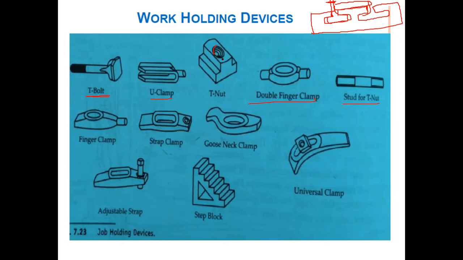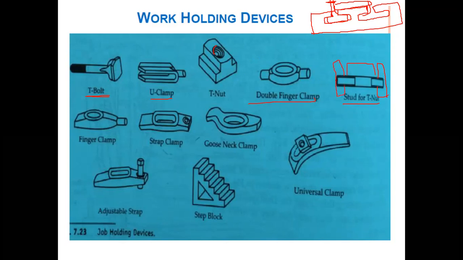If the workpiece is very big, you can use studs along with the T nuts. You can fix the stud here on one side, and on the other side you can bolt it. In between you can keep some workpiece, and on this side you have one bolt, right? So you can bolt one kind of bolt, and here you can have some other kind of bolt fixed.